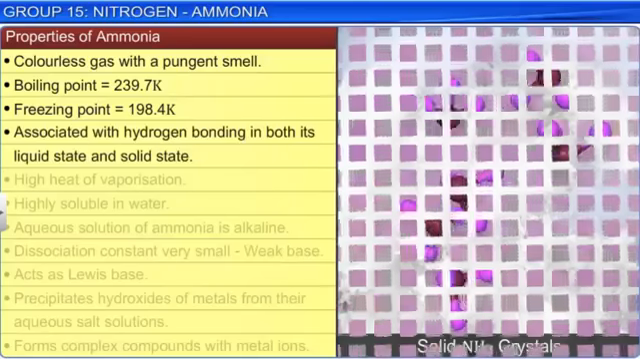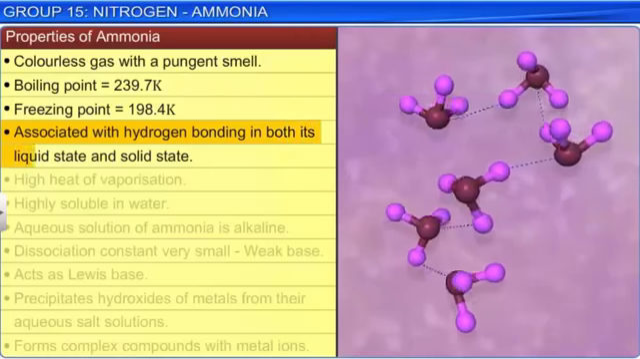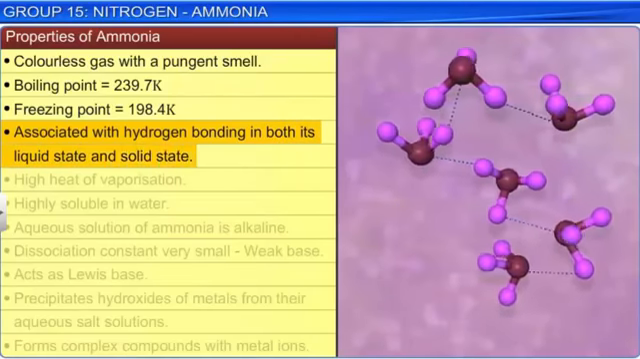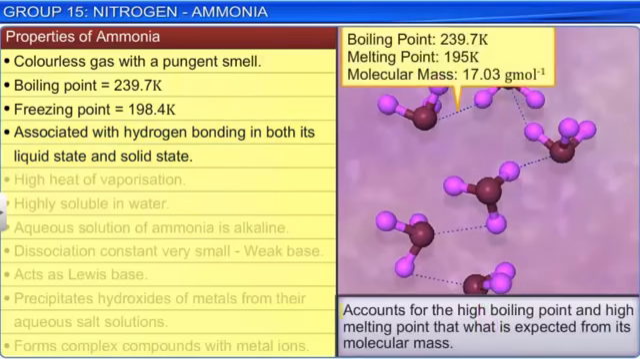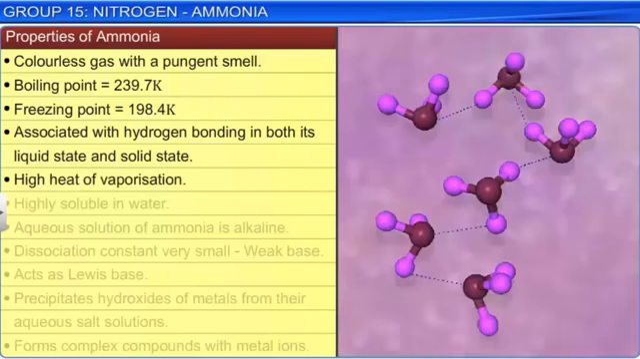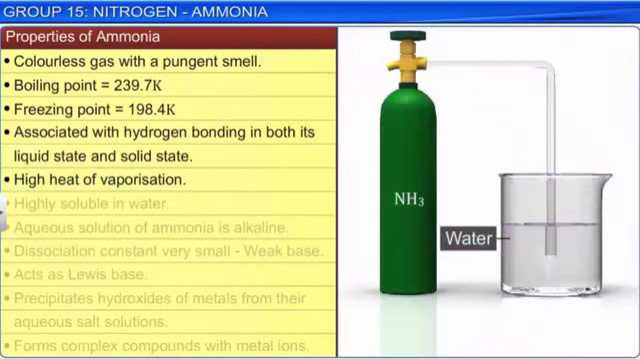You know that ammonia is associated with hydrogen bonding in both its liquid state and solid state. Hence, this factor accounts for the high boiling point and high melting point, than what is expected from its molecular mass. Note that liquid ammonia has high heat of vaporization. For the same reason, ammonia is highly soluble in water.